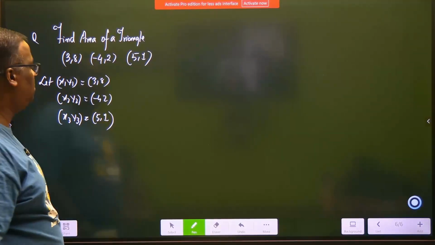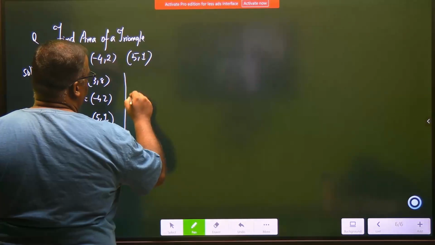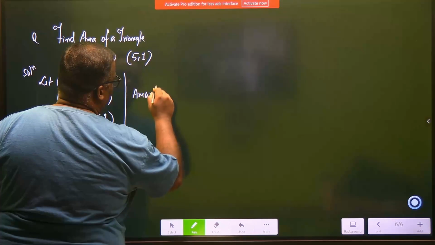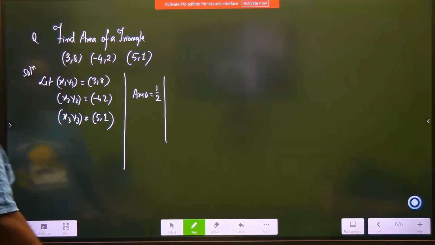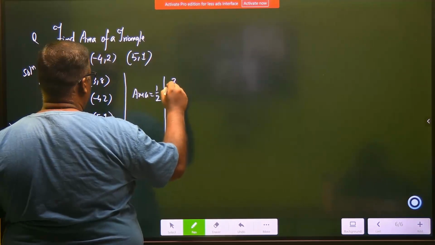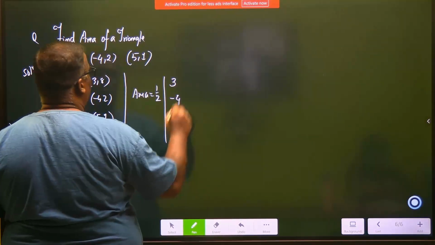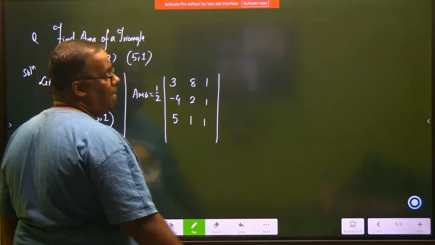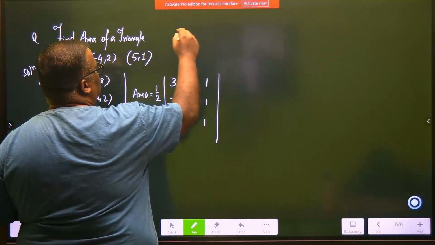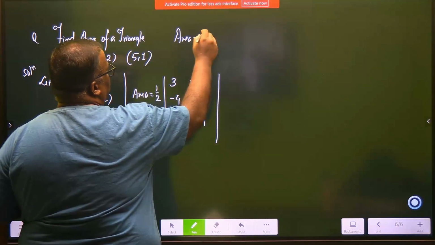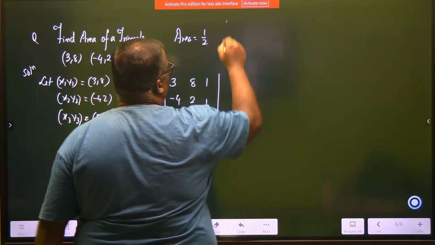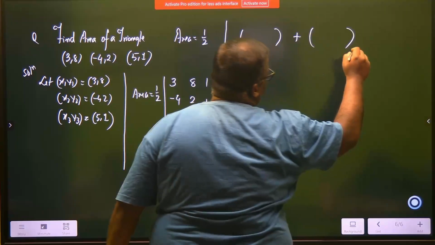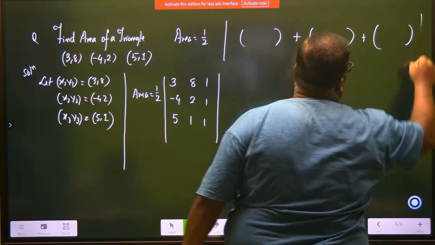If you want to show it in determinant method, then how do you write the area? The area can be written as half into the determinant. What is the determinant? x1, x2, x3: 3, -4, 5. y1, y2, y3: 8, 2, 1. 1, 1, 1. This is your determinant. And if you want to write it in the expanded form, then area is equal to half. And I always say that it is something like this plus this plus this, right?